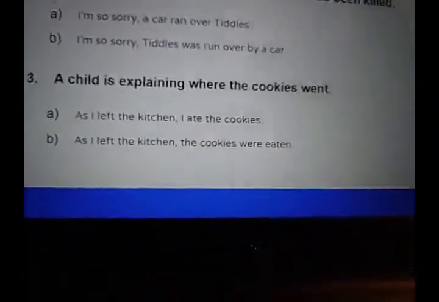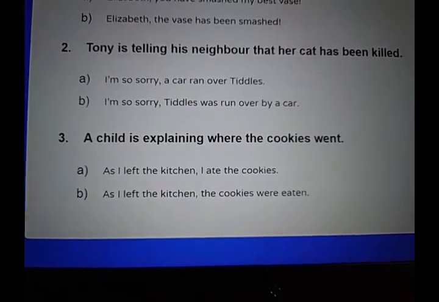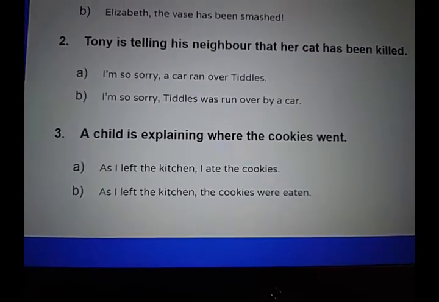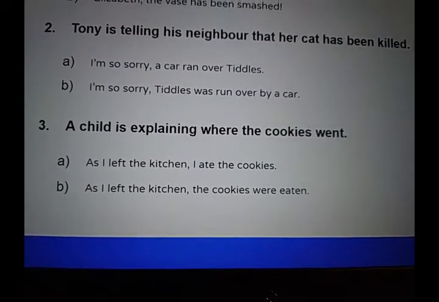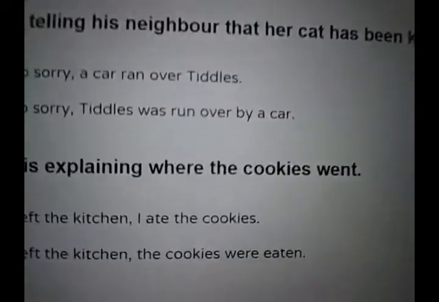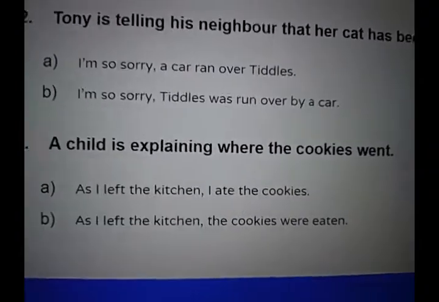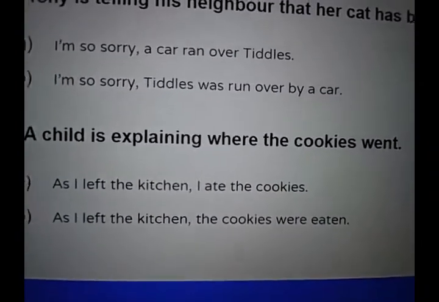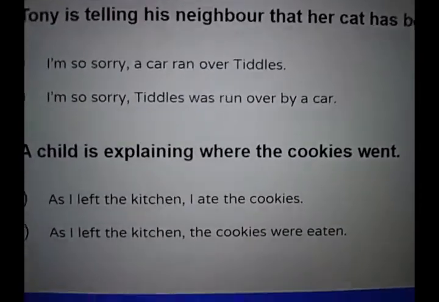Which do you think is better here, active or passive? A child is explaining where the cookies went. As I left the kitchen, I ate the cookies. I ate the cookies. So the verb there, to eat. Who's doing the eating? I am. What's being eaten? The cookies. So that one is active because the subject comes before the verb.